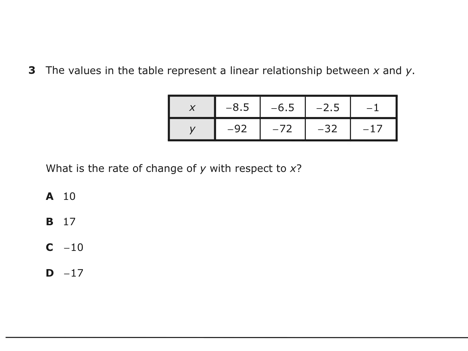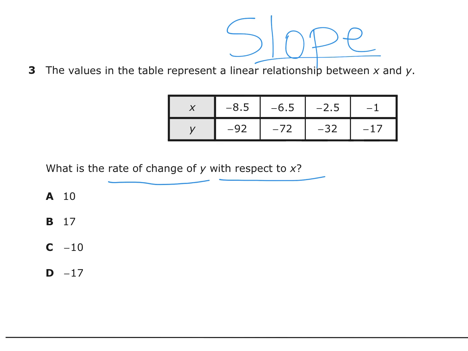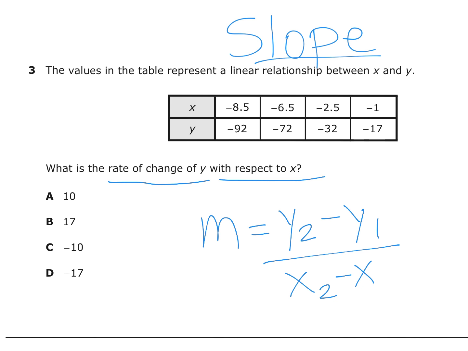Okay, problem number 3 says the values in the table represent a linear relationship between x and y. What is the rate of change of y with respect to x? So rate of change, what are we looking for? We're looking for slope. Rate of change is slope. The slope formula from your formula chart is y2 minus y1, the difference in the y's, over x2 minus x1. You have 4 different x values and 4 different y values. It really doesn't matter which one you use, but let's say this one here would be x1 and this one here would be x2.